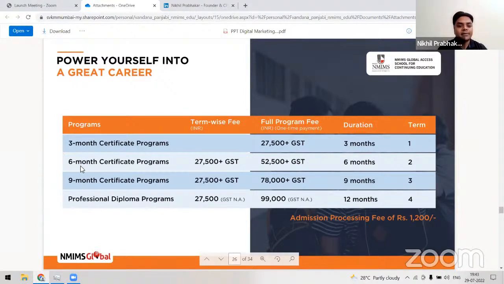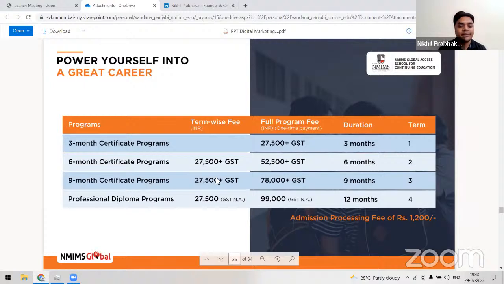Then when you're combining to get a 6-month certificate program, over here you are going to either make a bullet payment of 52,500 plus GST, or otherwise you pay by the term. So there are going to be 2 terms over here of 3 months each. One time you pay for the first term and then you pay for the second term. Okay, that will be 27,500 plus GST, and then it progresses for the rest of the programs.